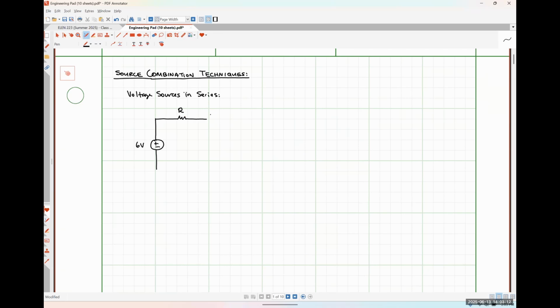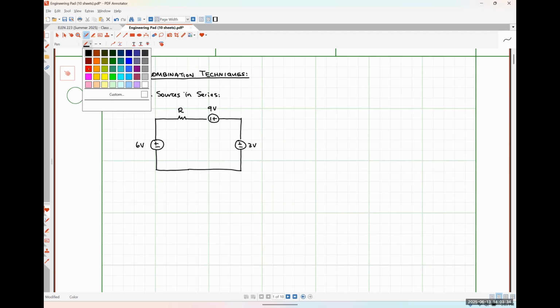Then over here to the left, let's put another voltage source. Let's make this guy 9 volts. And then over here to the right, I'm going to put a 3-volt source. And down here at the bottom, I'm going to close this loop. And ultimately, we are trying to figure out what the equivalent voltage is that our resistor sees in this circuit.